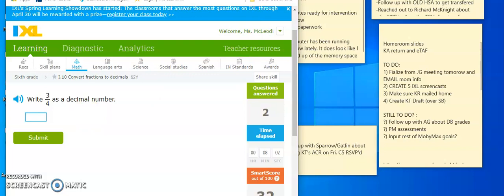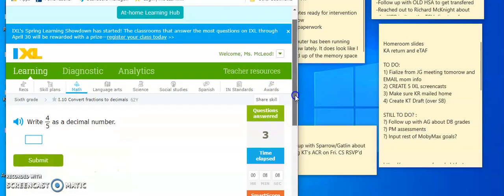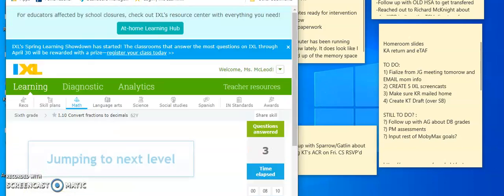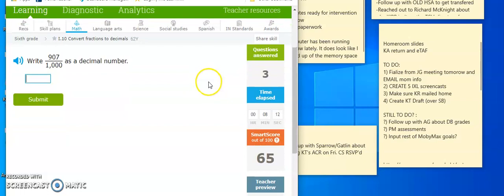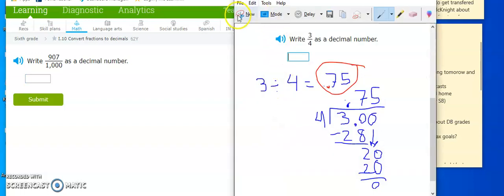Let's try 0.75 and see if that is our correct answer. It's 5, not 4. All right, good. Let's jump up just a few more. Sure, we can do that one. All right, I'm going to grab this one again.